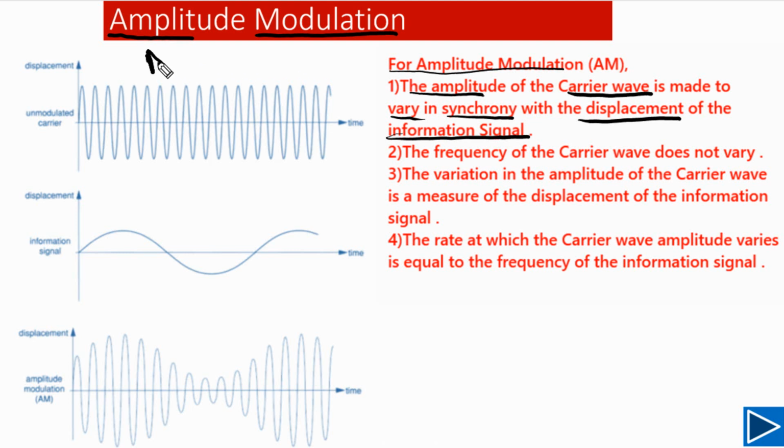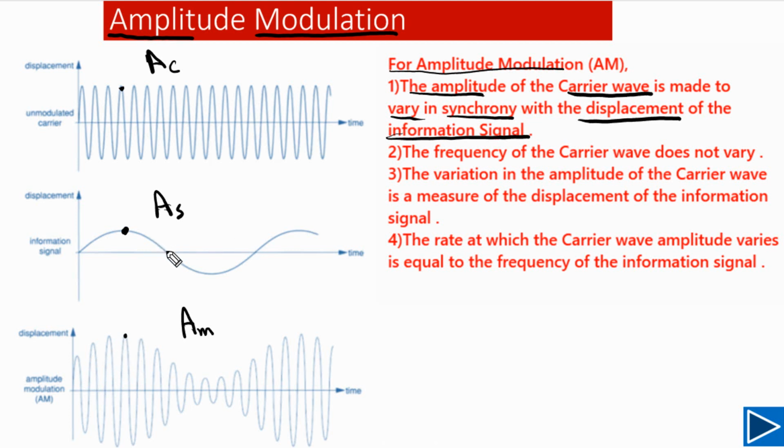Let's say the amplitude of this carrier wave is AC, the amplitude of the signal is AS, and the amplitude of this modulated wave is AM. Now you can see from here, when the amplitude of the signal is positive, the amplitude of this modulated wave is greater than the amplitude of the carrier wave. So when the amplitude of the signal is positive and increasing, the amplitude of the carrier wave will be increasing, and that will be the amplitude of the amplitude modulated wave.